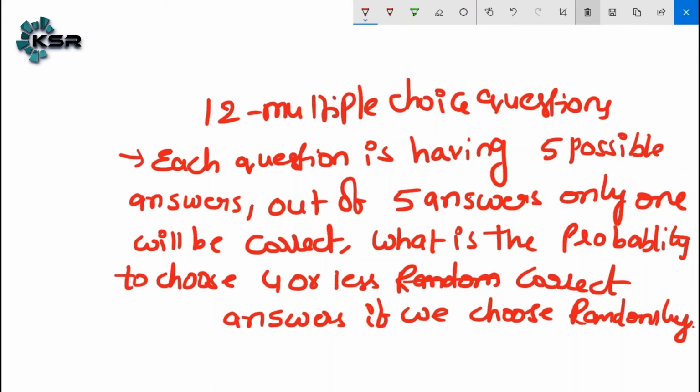I'm not talking about the actual answers. We randomly choose all the answers for the 12 questions, and at most 4 of them should be correct. So 4 questions can be correct, 3 may be correct, 2 may be correct, 1 may be correct, or there could be a possibility that all the answers are wrong. Is everyone clear with the question?